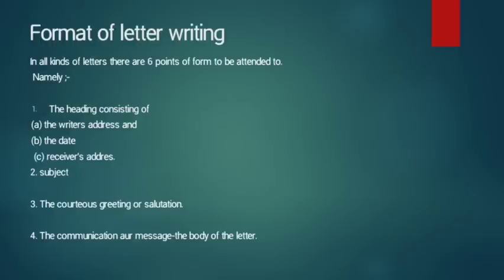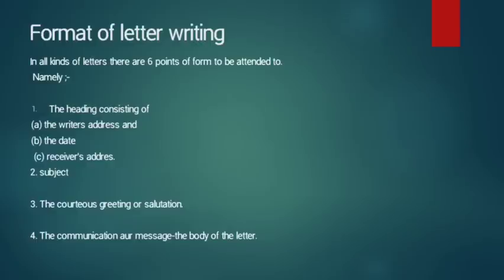Format of letter writing. In all kinds of letters, there are 6 points of form to be attended to, namely heading. In heading, we have sender details, that means the sender's name and address, and the sender is the one who is writing the letter, and the date on which the letter is written. And then comes the receiver's details, name and address. Then comes the subject. It is used so the receiver immediately knows what the letter is about. Number 3, the courteous greeting or salutation. Number 4, the communication or message, the body of the letter. Number 5, the subscription or courteous leave taking or conclusion. And number 6, the signature and name.